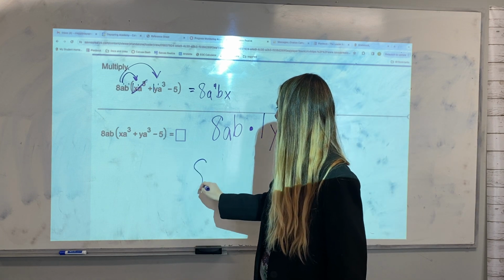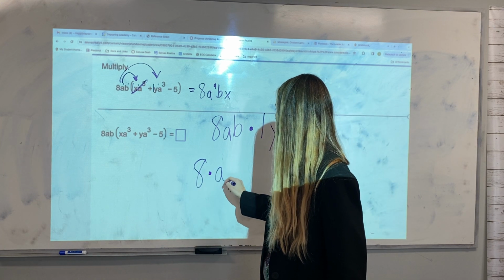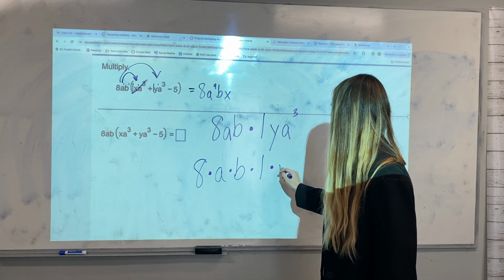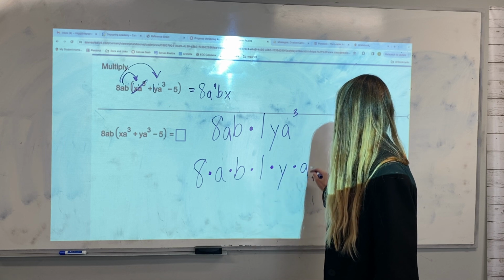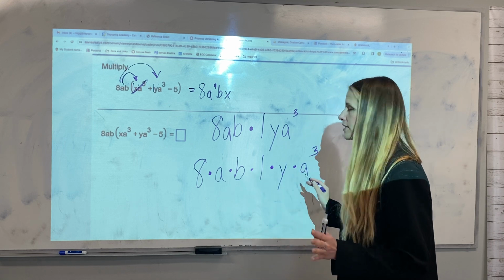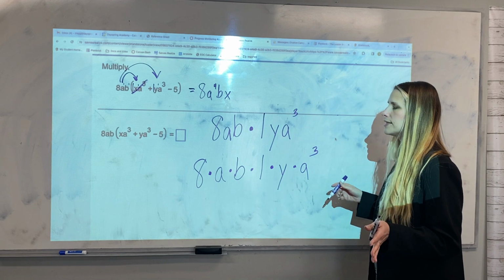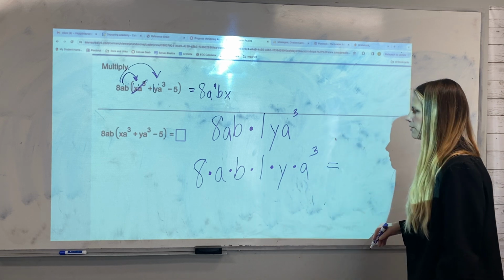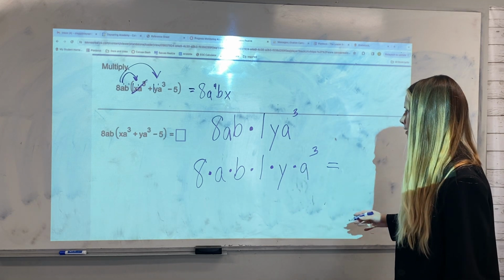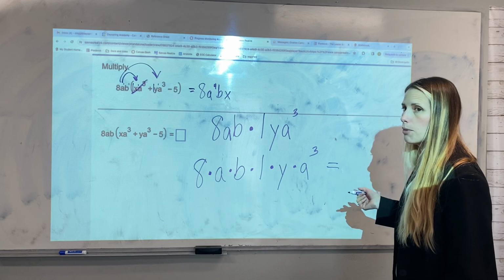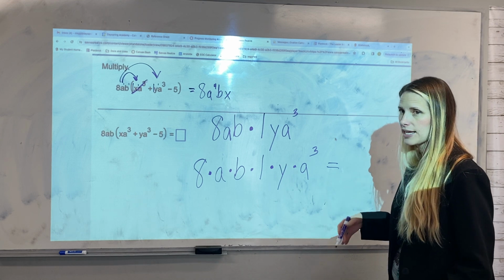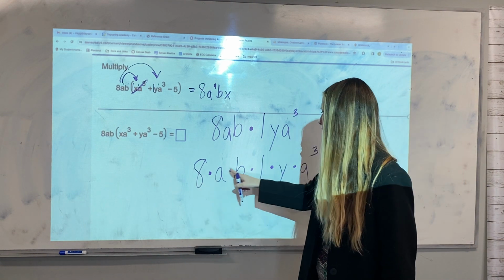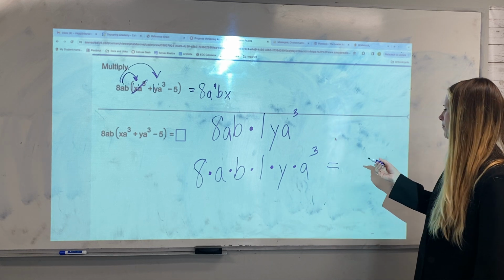So I'm going to rewrite it. 8 times a times b times 1 times y times a cubed. I still haven't simplified anything yet. I'm just organizing it the way that I can see it better. Now I'm going to look at my parts here. First step, multiply the coefficients. Again, that's a fancy word for the numbers. 8 times 1 is 8.